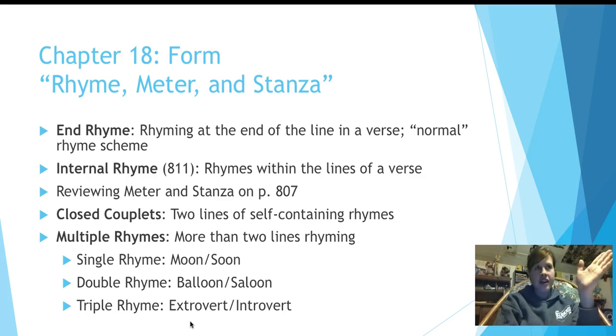So if I said, all things end around the bend, up comes the sun, day has begun. So sun, begun and then end and bend are your closed couplets. They're just 2 lines back to back that rhyme, that have ending rhymes at the end. Pretty simple.